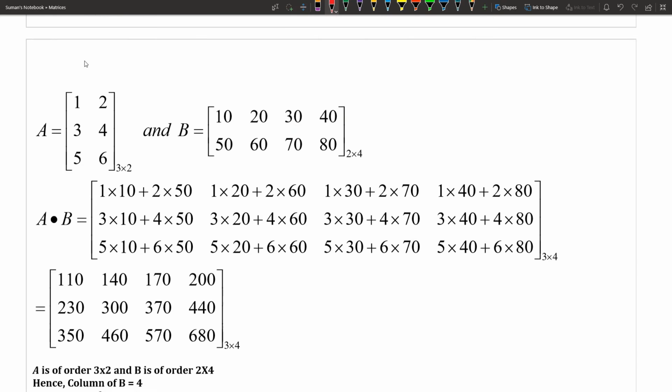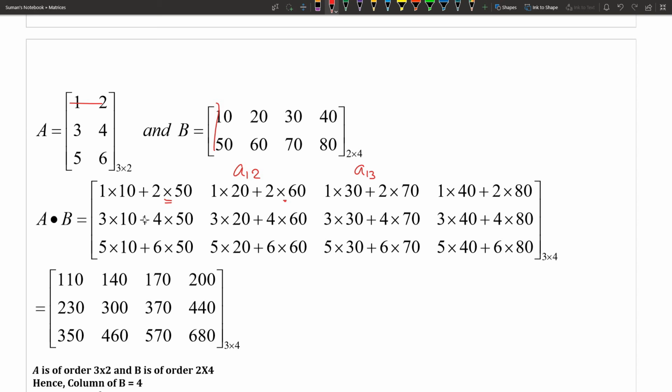So here, the first row, first column is 1 into 10 plus 2 into 50. The second one must be first row, second column, as that is our A12, so that is 1 into 20 plus 2 into 60. The third one must be A13, that means first row, third column, 1 into 30 plus 2 into 70. In the same way, 1 into 40 plus 2 into 80.